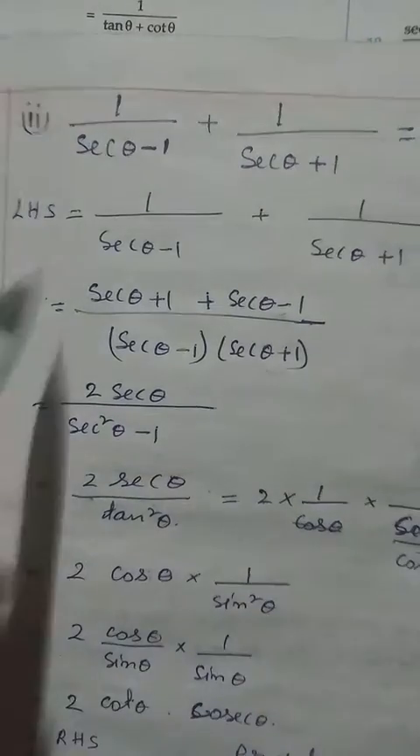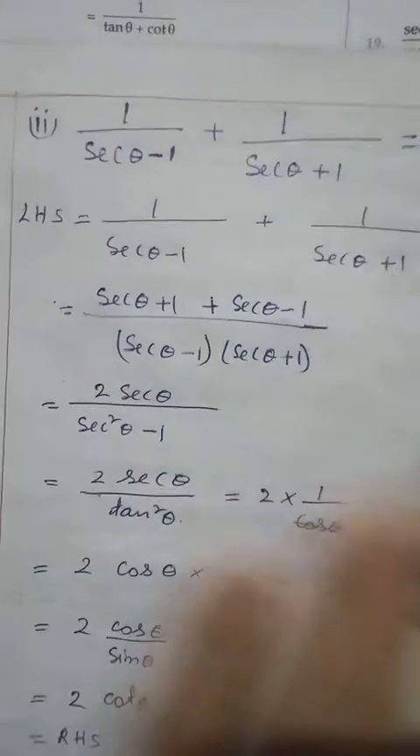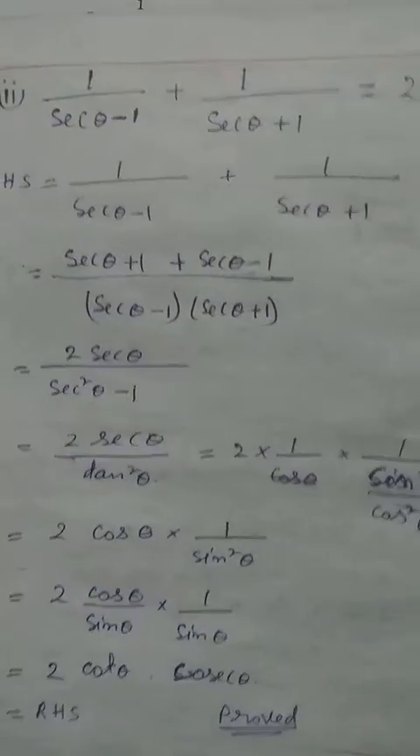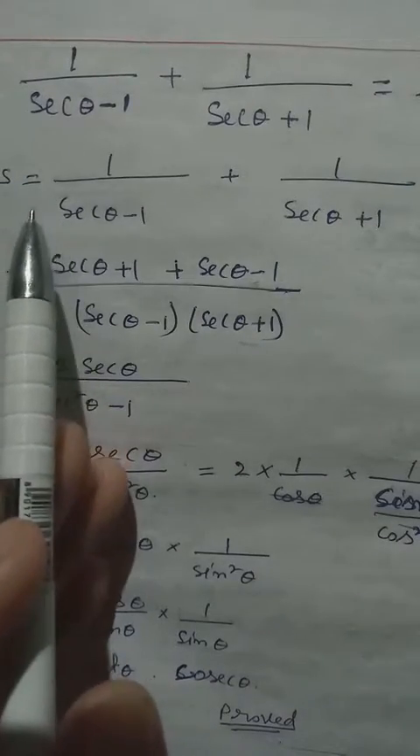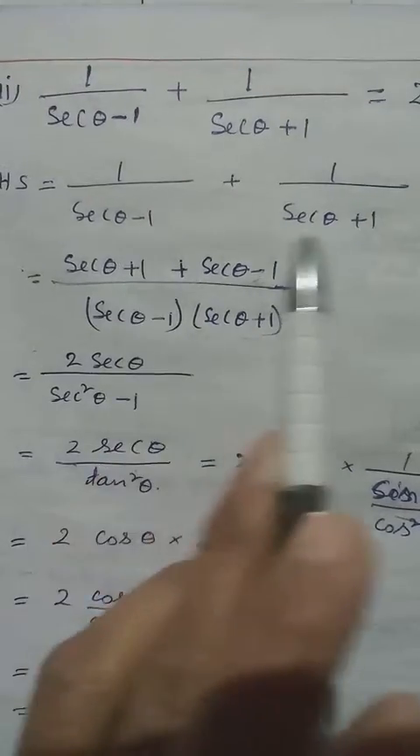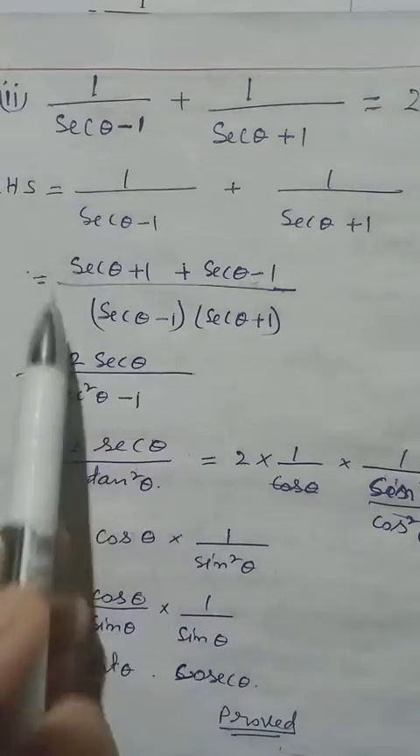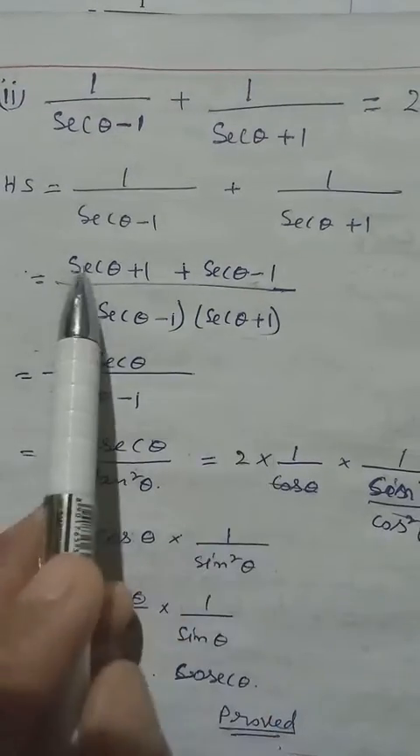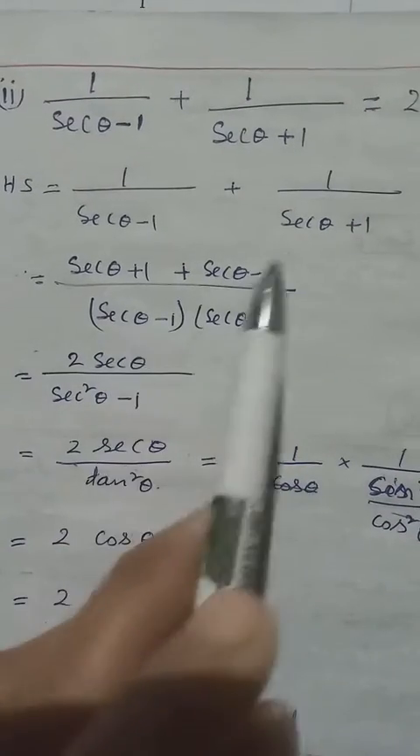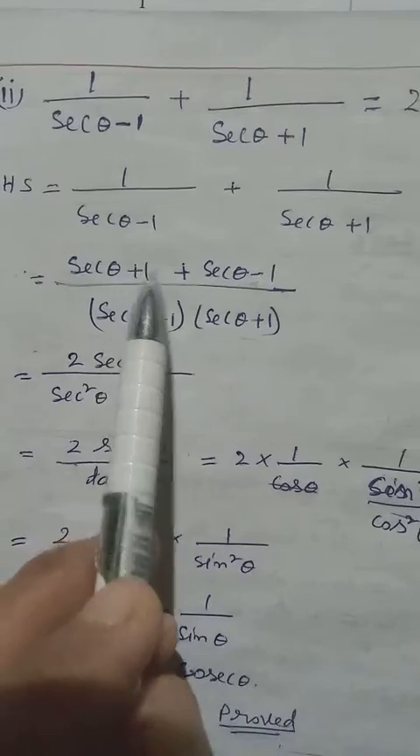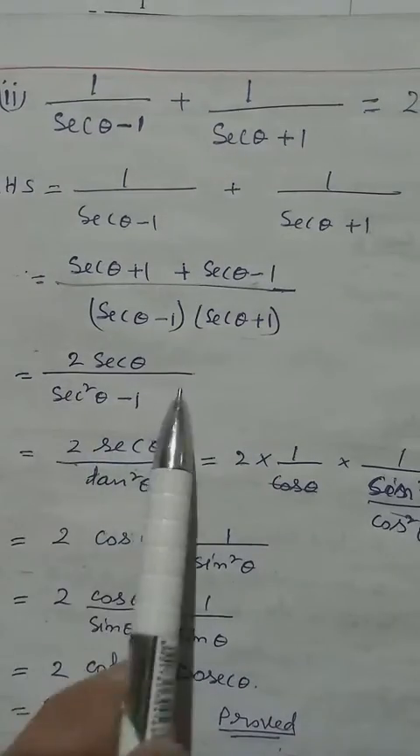Here also same. We have 1 by sec theta minus 1 plus 1 by sec theta plus 1. So here, since we don't have square root, no need to rationalize. Let us take LCM. Both the sign are different. We have to take both our LCM. Then if we divide this one with this one, we are left with plus multiplied here. Then plus divide with plus minus multiplied there. So plus 1 minus 1 equals 0. Sec plus sec will be 2 sec theta.